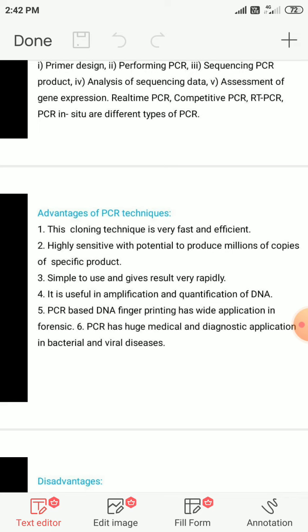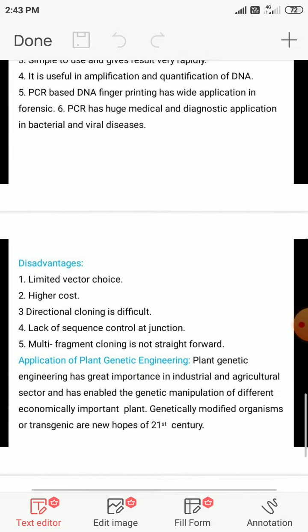PCR has huge medicinal and diagnostic applications in bacterial as well as viral diseases. Just now I told you regarding COVID-19. This technique has a very important medicinal and diagnostic application. It can be diagnosed whether the patient is suffering from the coronavirus or not. By the help of the polymerase chain reaction technique, it is possible to directly identify which type of virus or bacteria is there.